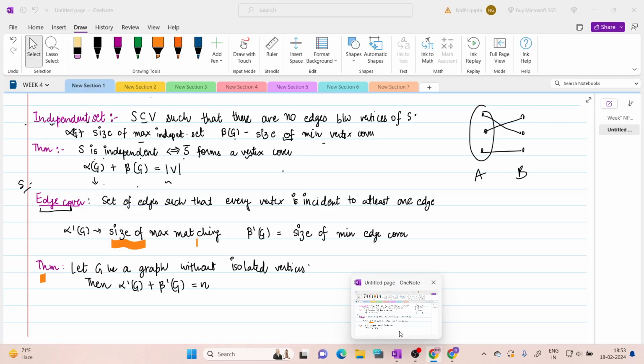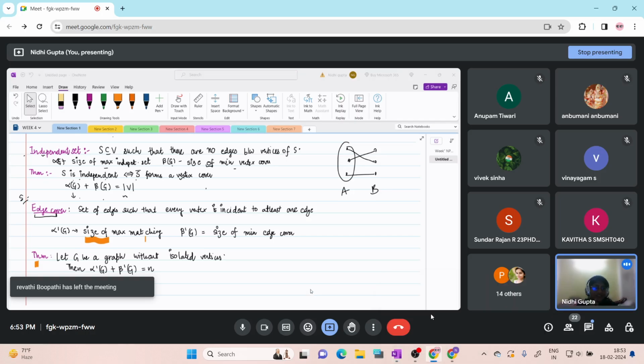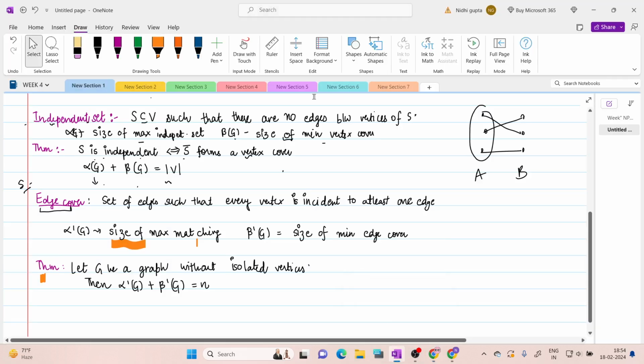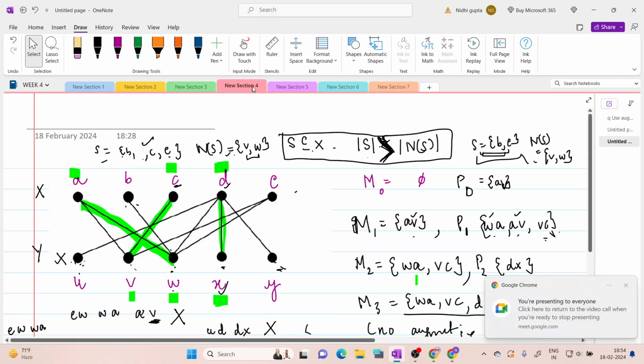First of all, any doubts in any of the definitions? We have discussed four things: independent set, vertex cover, edge cover, and matching. Any doubts in any of the definitions of these? Okay, if there are no doubts, let's look at the questions.